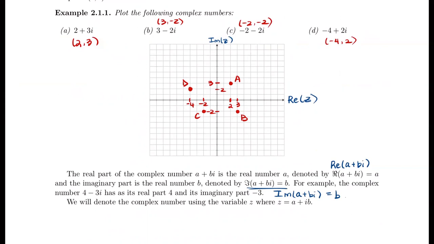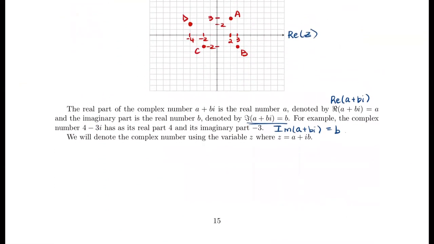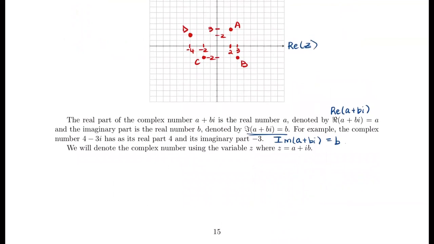For example, let's say we have the complex number 4 minus 3i. Then the real part is just the 4, which is the number without the i in front of it. And the imaginary part is -3, which is the one attached to the i. As I mentioned, we will be using z to denote a complex number, or it could also be w.